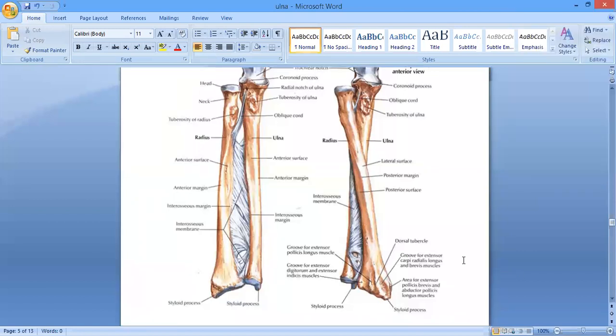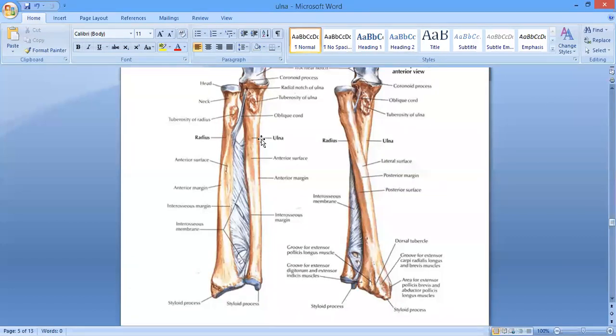This anterior border separates the anterior surface from the medial surface. On this side is the medial surface, so this margin separates the anterior surface from the medial surface. I repeat, it starts from the medial margin of the ulnar tuberosity, goes downwards, and ends at the medial aspect of the styloid process. In the upper part, it is well defined.